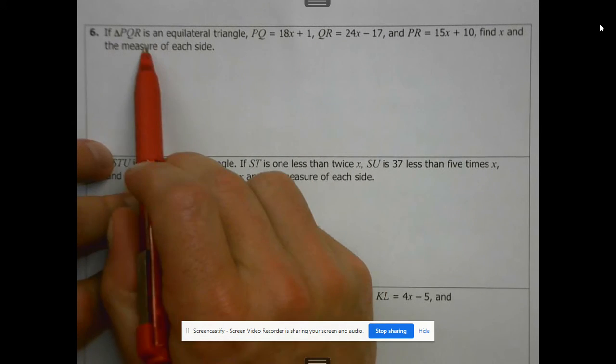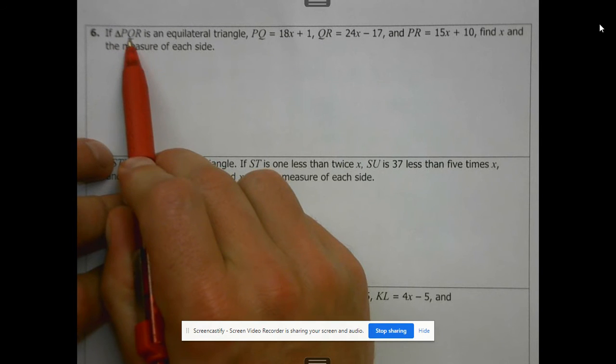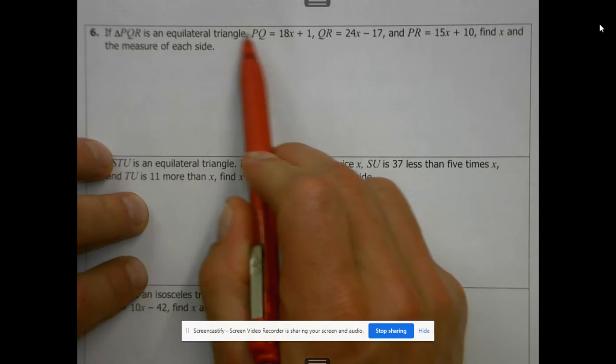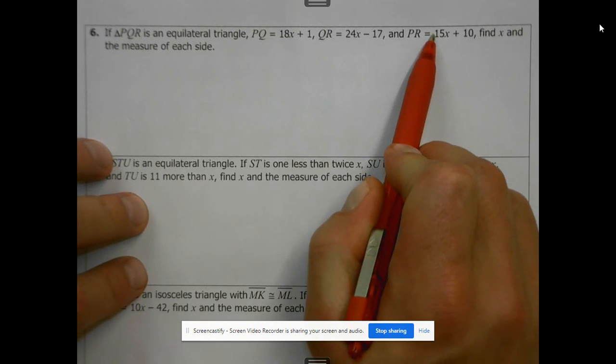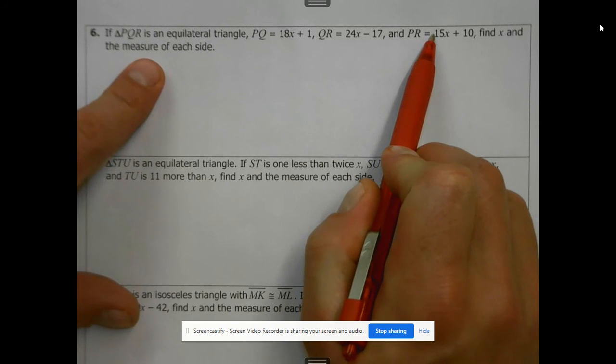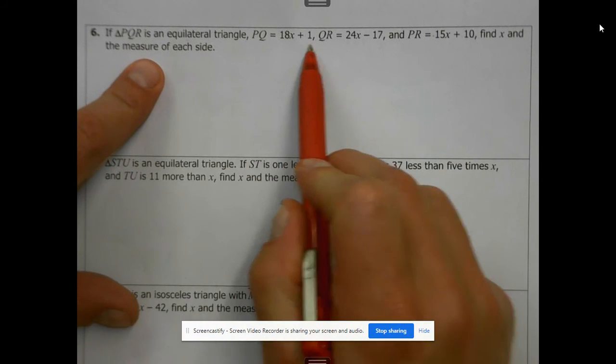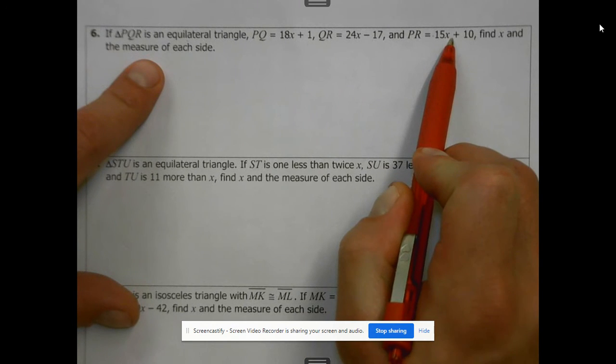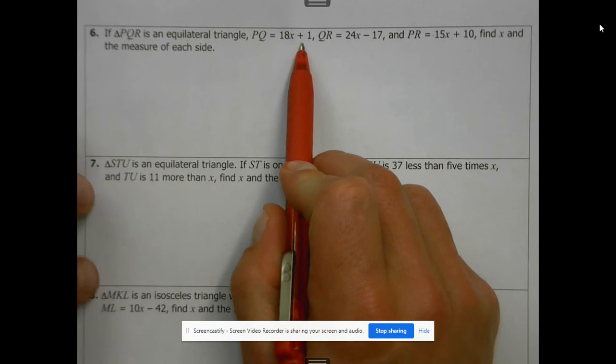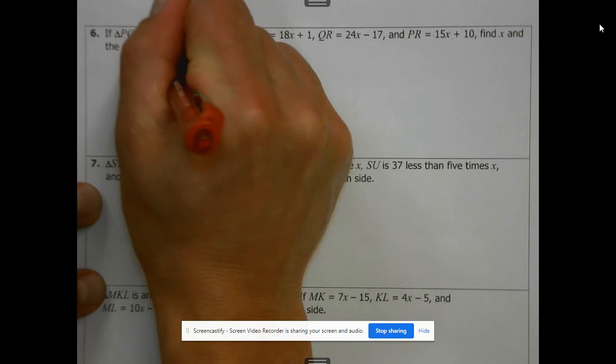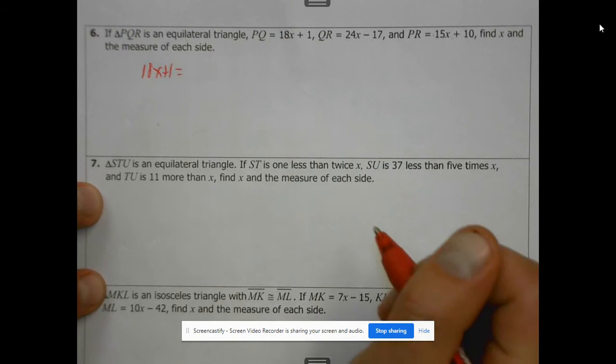All right. Says triangle PQR is an equilateral triangle, so all sides are the same. Find x, plug it back in. So if it's equilateral, pick any 2 of these expressions, set them equal, and solve. I will work with the first two. 18x plus 1 is 24x minus 17.